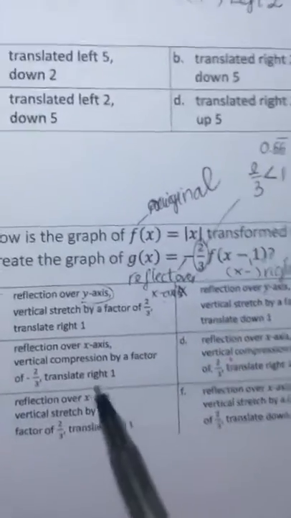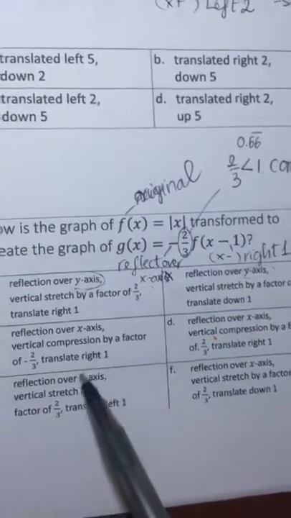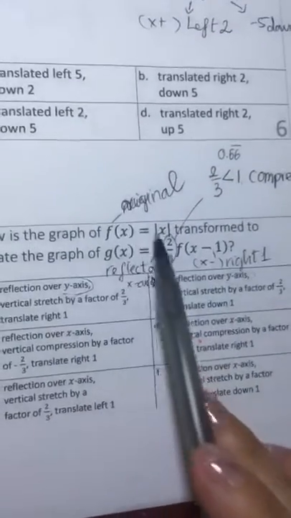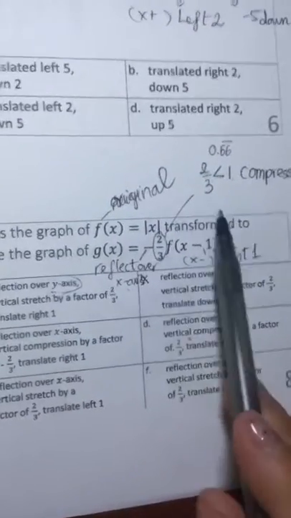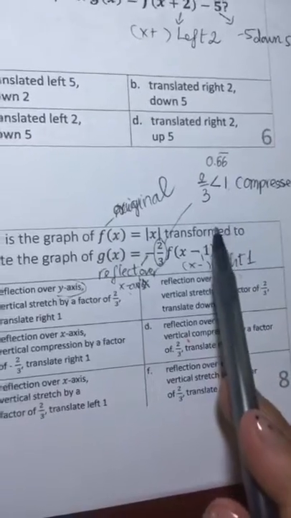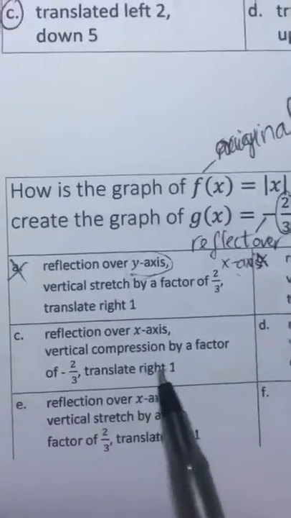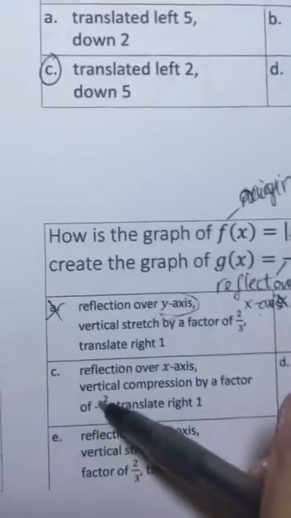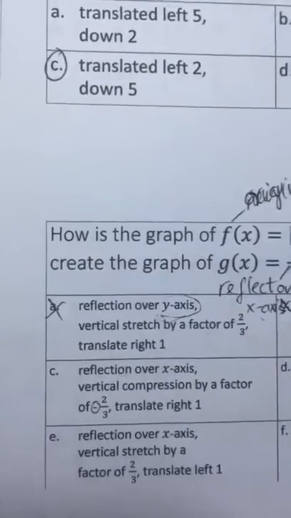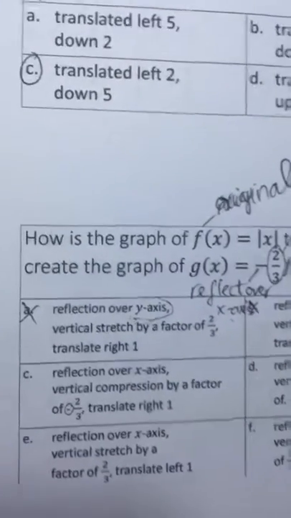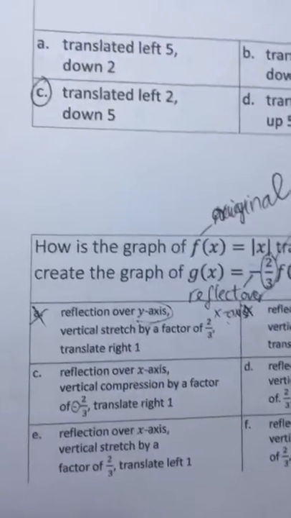Okay, so now if you continue reading, you're going to see answer C right here has all 3 of them: reflect over the x, vertical compress by 2/3, and then go right 1. So at first you might notice this one has all of them. However, the factor right here is negative. Now, when we compare the factors, it's always going to be positive.